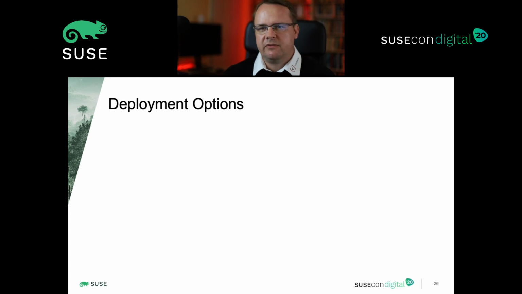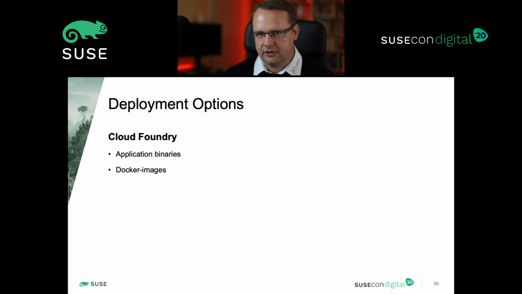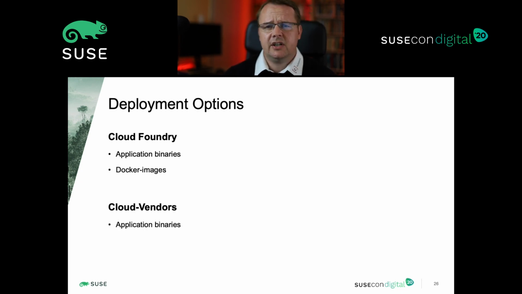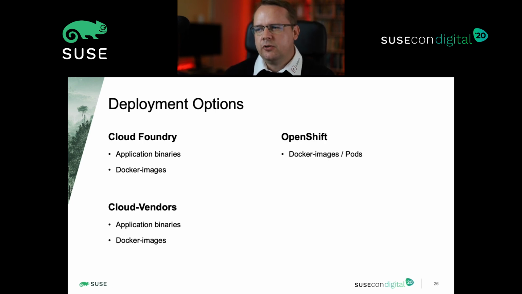Now, once we build things, we want to deploy those things, right? That is again where you have several options, and we start by looking at Cloud Foundry. Cloud Foundry is able to deploy and to run application binaries as well as Docker images. The cloud vendors traditionally are able to run application binaries as well as Docker images. Red Hat's OpenShift is able to run Docker images and pods as well as Helm charts. So it basically is not able to run application binaries as binaries. You always need to containerize your application.